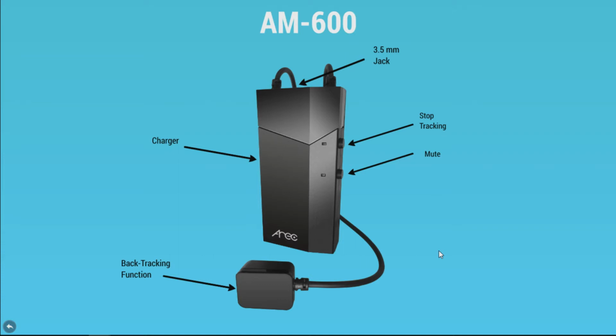The microphone is bidirectional. If you wish to have monodirectional, you can connect your own microphone from here, from the 3.5 millimeter jack. It has rechargeable lithium batteries, can be charged from here, and has the stop tracking and mute features. Now it also has a back tracking function, which actually would be in your back. So whenever you walk and you are, for example, writing something on the board, the system will continue to track you.